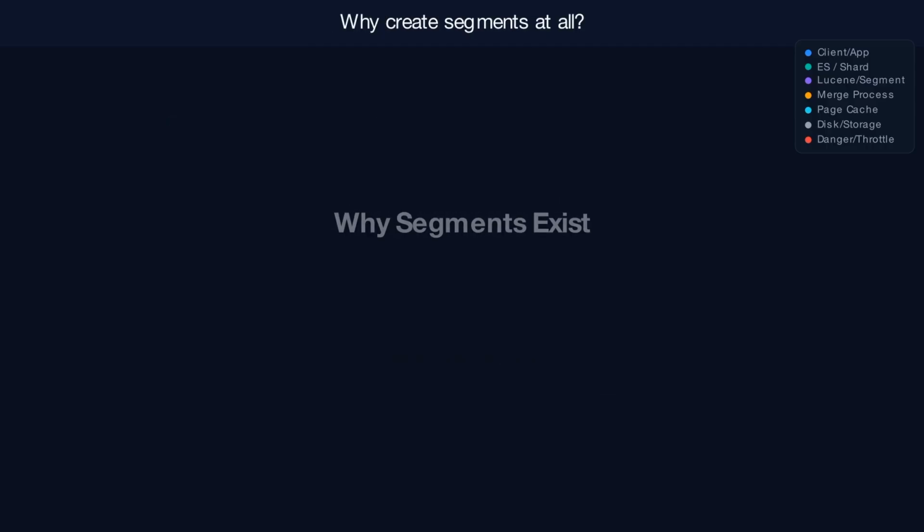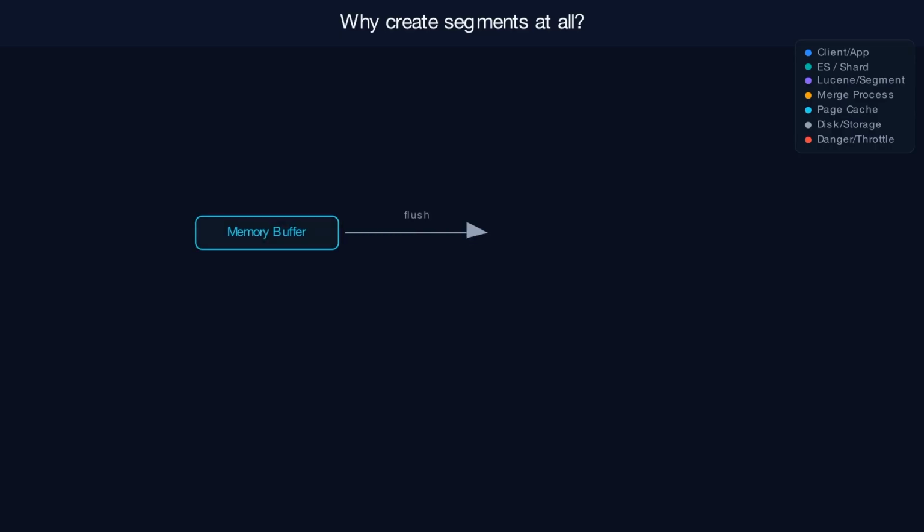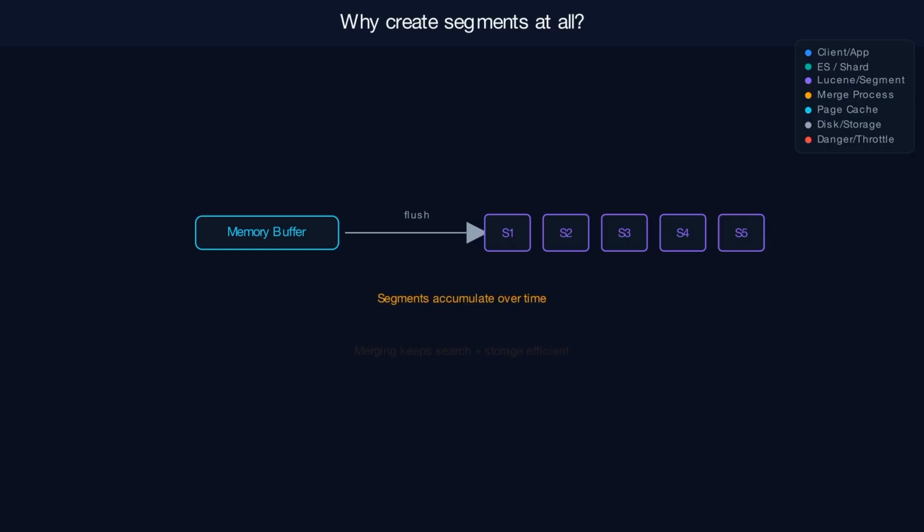You might ask, if too many segments are a problem, why create segments at all? Because writing directly into one giant on-disk searchable structure would be expensive and slow, like rewriting an entire encyclopedia every time you add one sentence. Instead, Lucene uses a log-structured approach. It accumulates indexing work in memory, then periodically writes a new immutable segment. Fast, append-oriented writes. But the trade-off is segment accumulation. So Lucene needs merging to keep search and storage efficient.